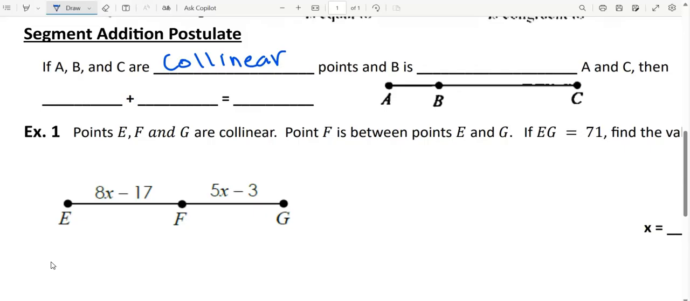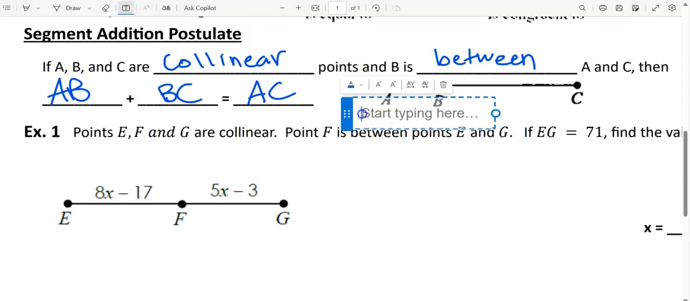If you've got 3 collinear points and B is between A and C, then here's our postulate for today. The left part, AB, plus the right part, BC, is equal to the whole thing, AC. Okay? For all created things, this is a general truth that we know: parts add up to equal the whole.